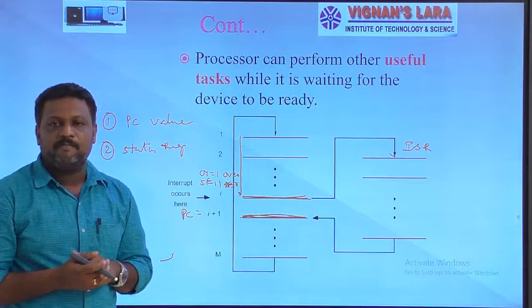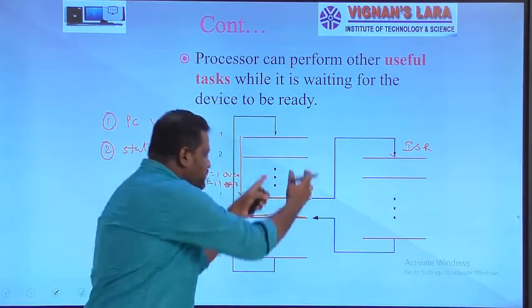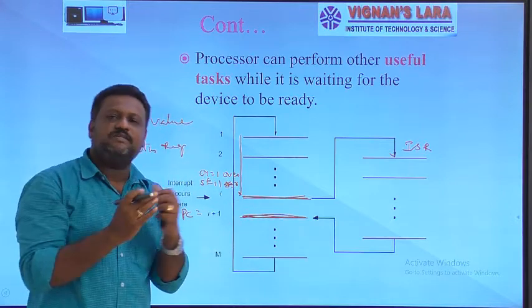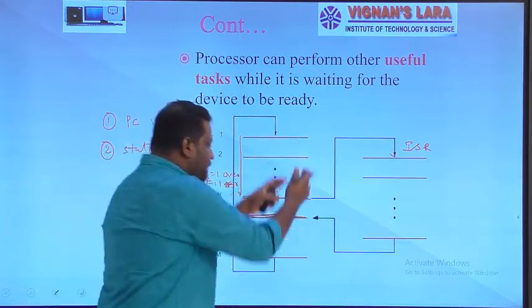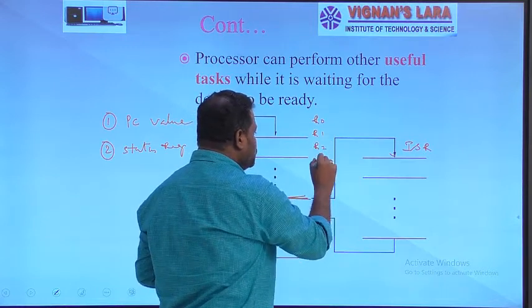That was the second. And coming to the third, for example, up to this particular program execution, you may use certain registers of the CPU. For example, up to this, I may use registers R0, R1, R2, and so on.